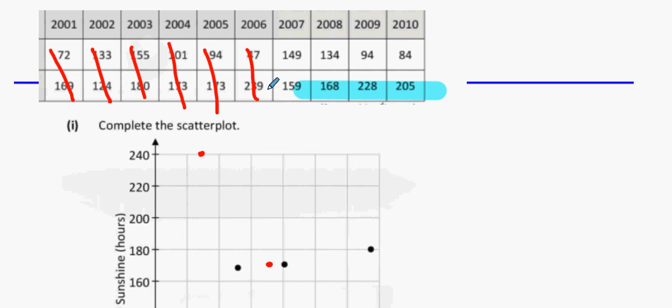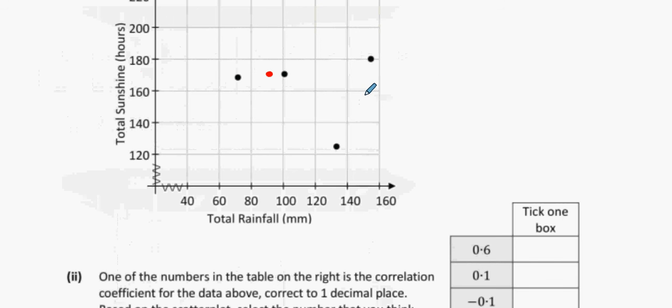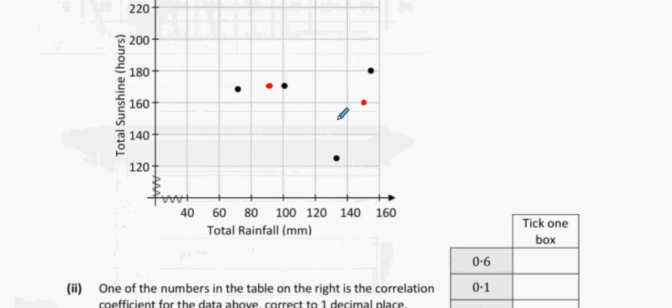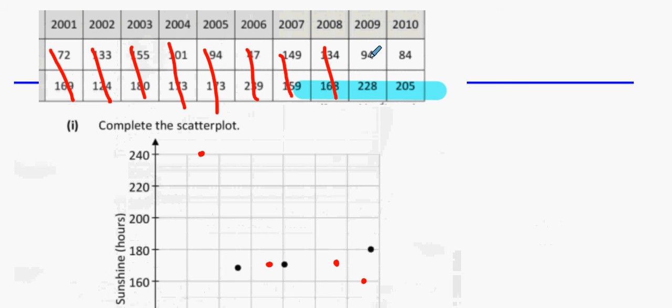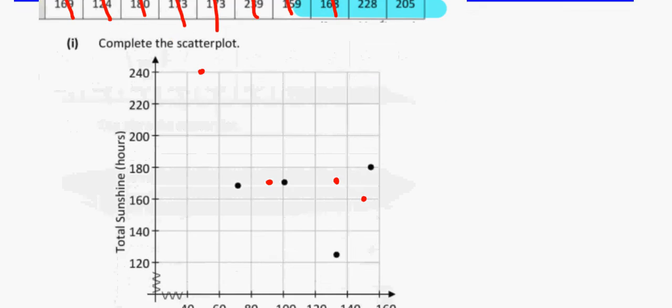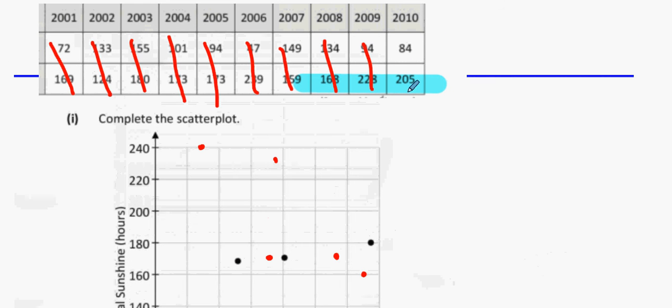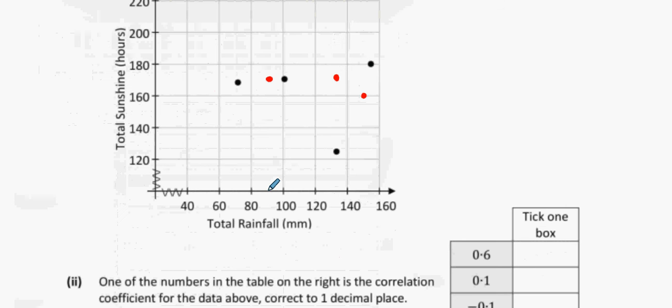Next one is 150 and 160. 150 is there, 160 is there. Okay, that's that one done. 134 and 170. 134 would be about here, and 170 would be about here. Once again, you're just doing approximately. 94 and 228, so 94 and 230. 94 about here, and 230-ish around here. Next thing, 84 and 205. 84 around here, 205 around here.